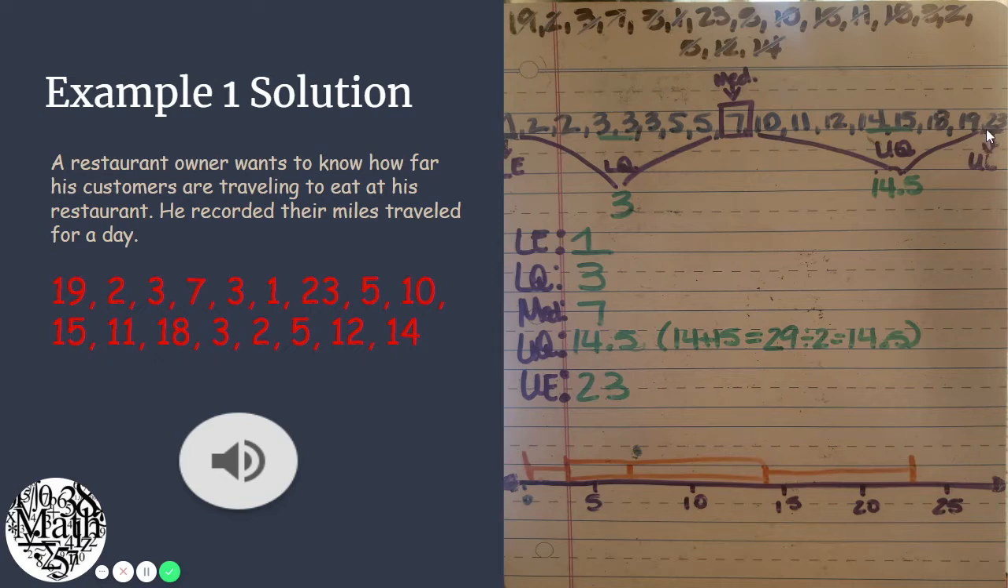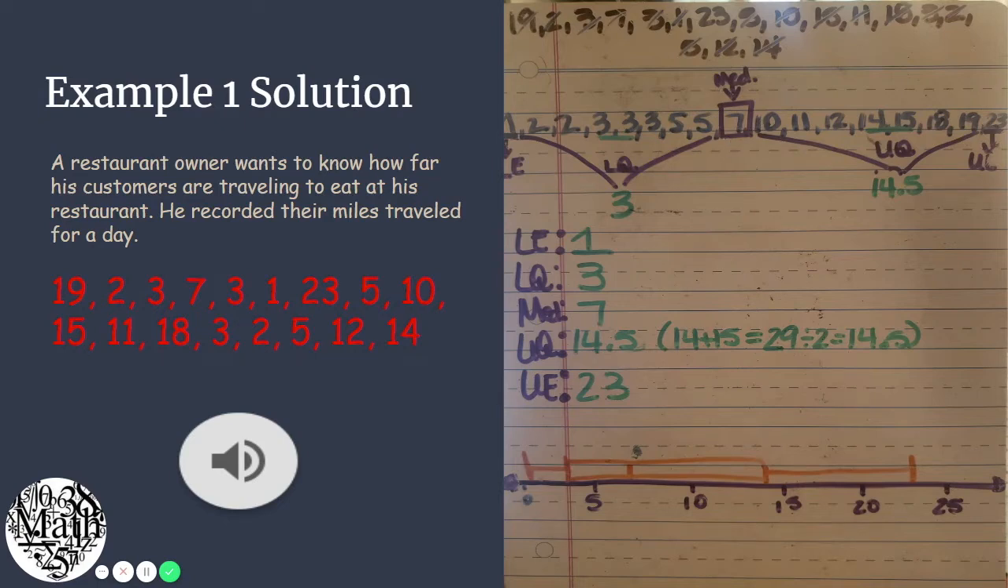When it comes to your median, we have 17 numbers. So that means the number that's directly in the middle. And we know that because we end up with 8 numbers on the left side and 8 numbers on the right. So that number is directly in the middle. And that number is 7. So 7 is your median.